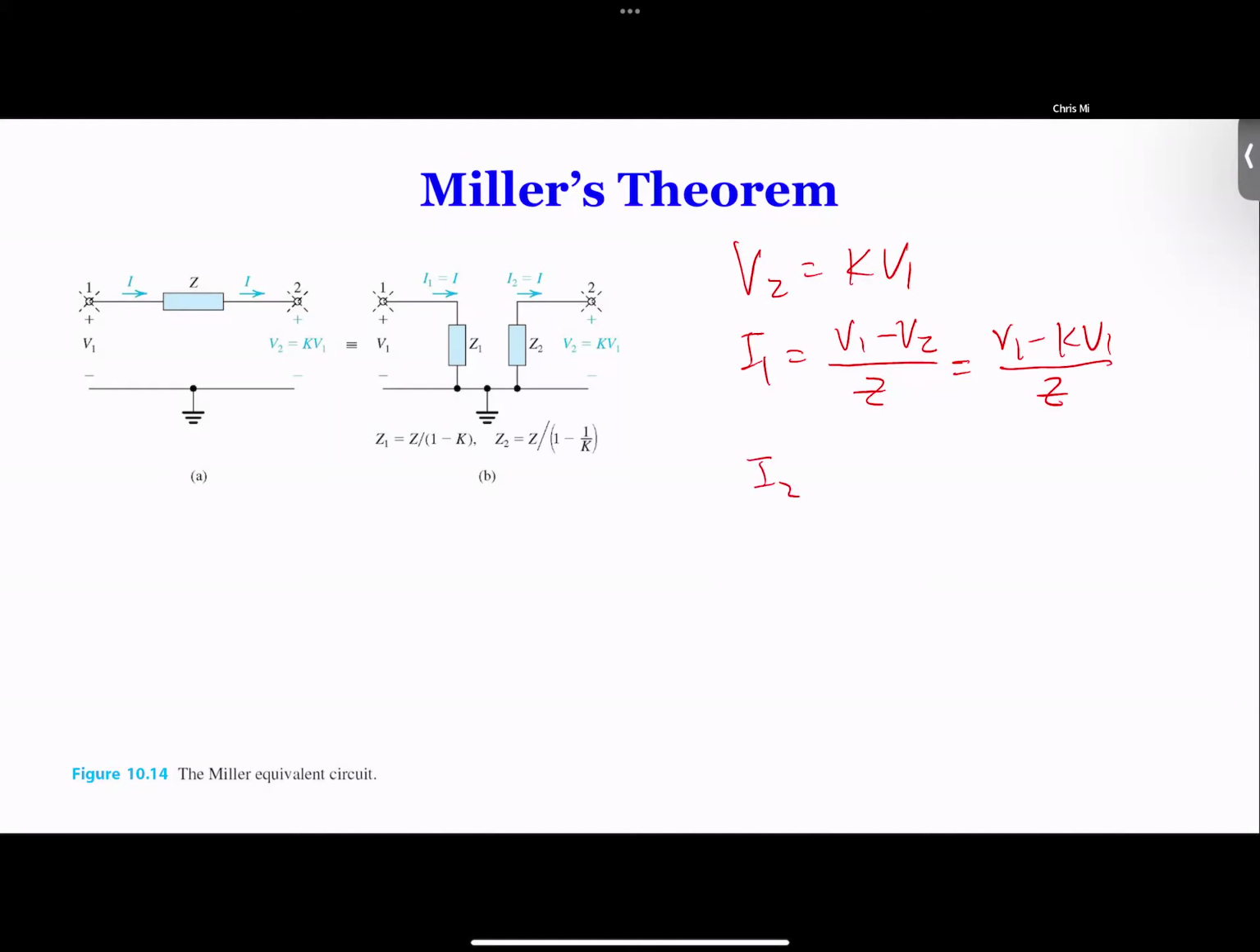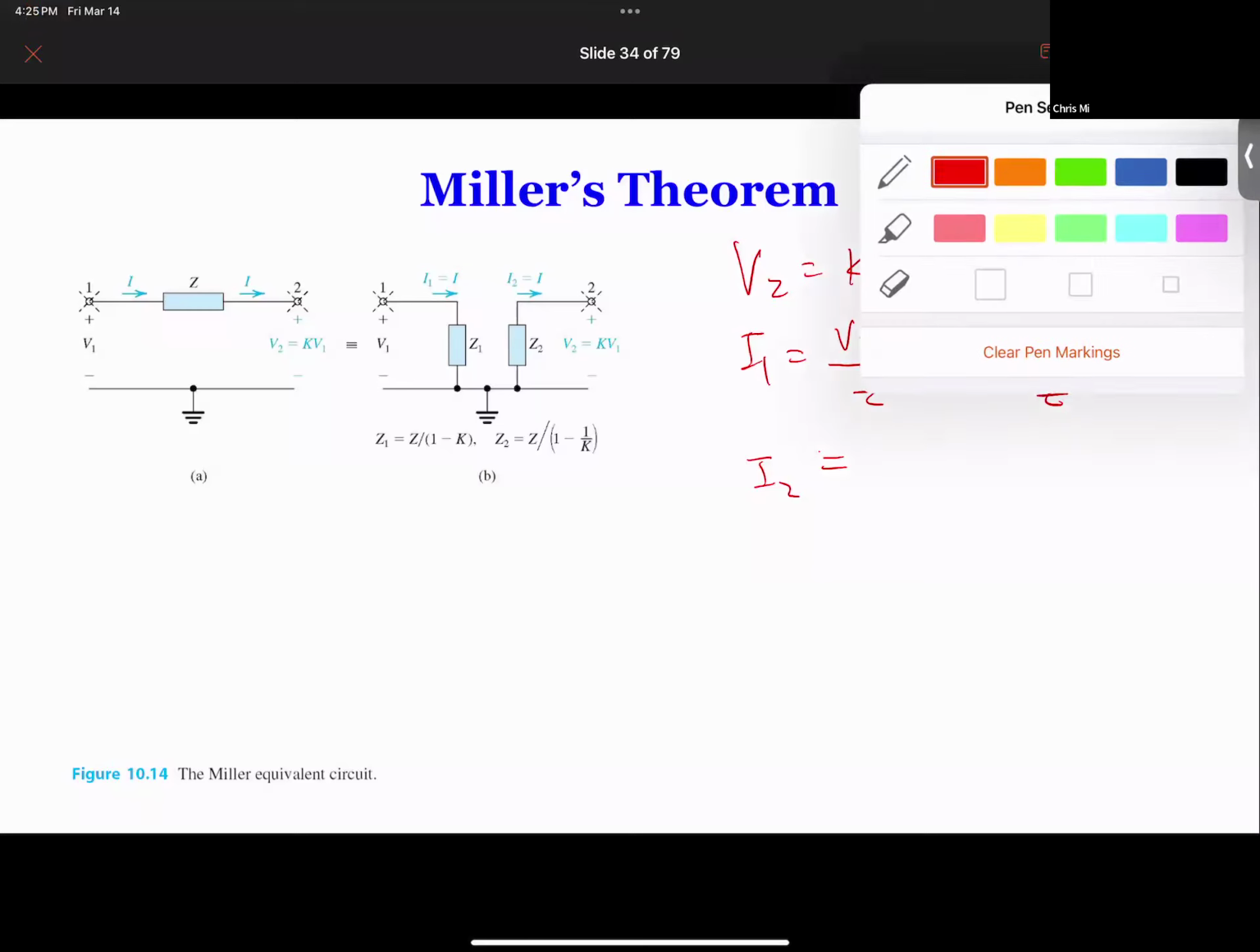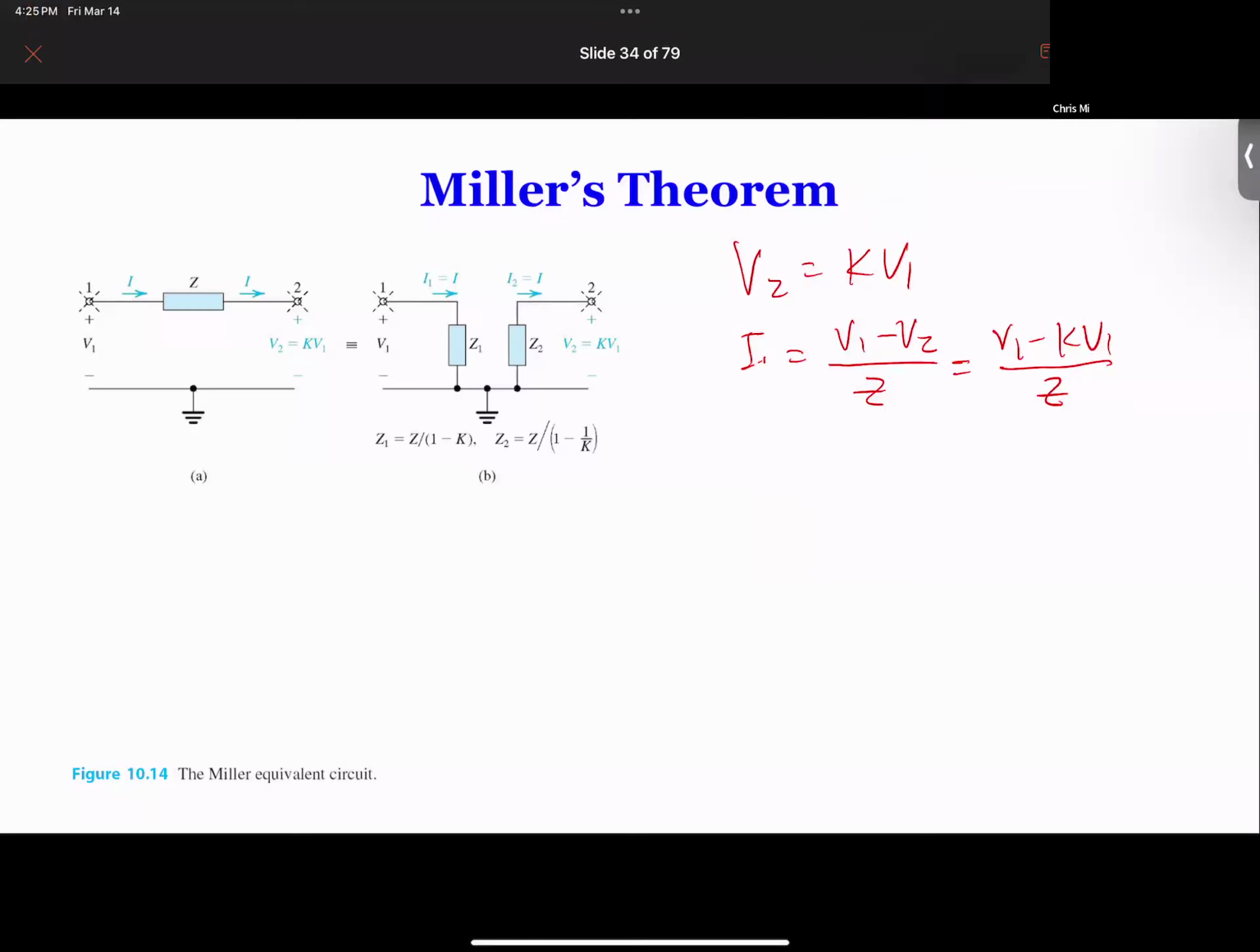And how would you find I2? I2 in this circuit is the same as I1, so it's equal to I. So this circuit is equivalent to this circuit over here. Now we're going to look at the circuit on the right-hand side.